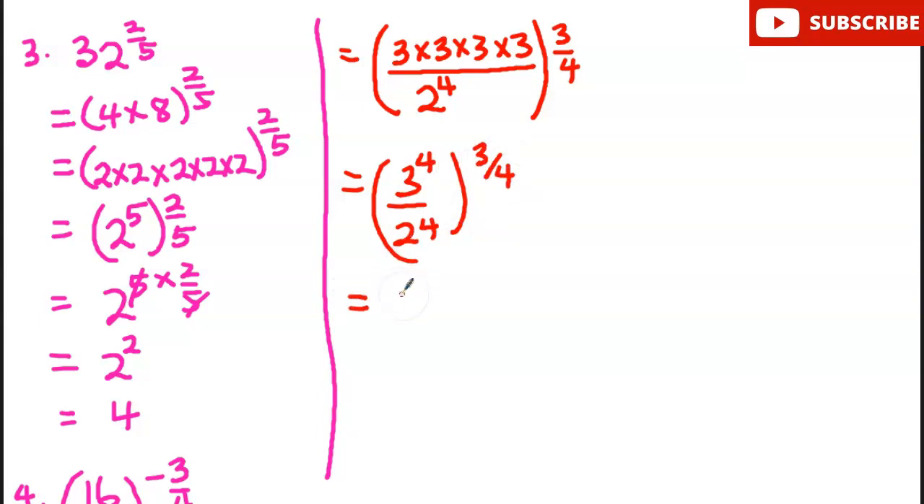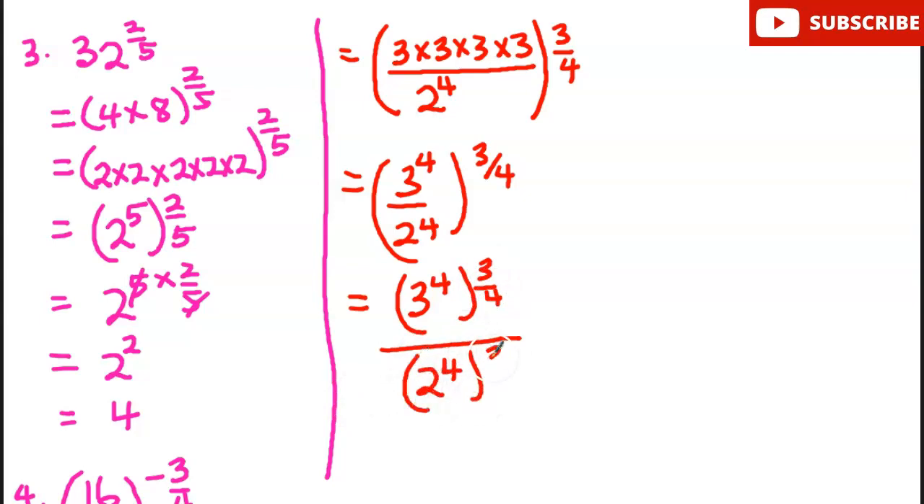And then according to indices, we can write it as (3/4)^(3/4) and then (2^4)^(3/4). That is, if you have a fraction raised to a certain index, you can split them.